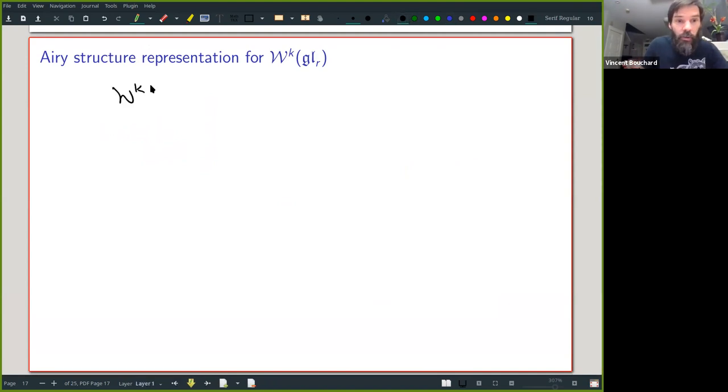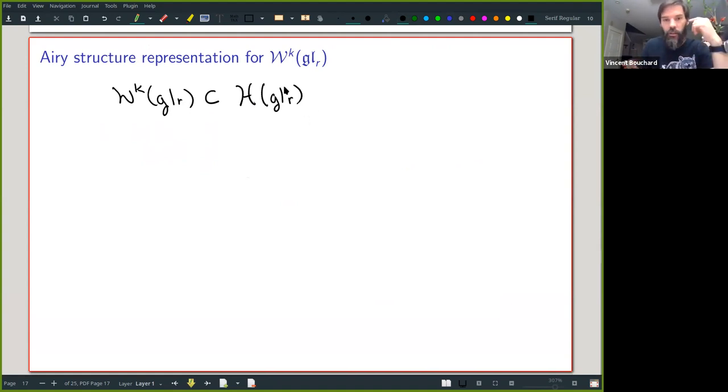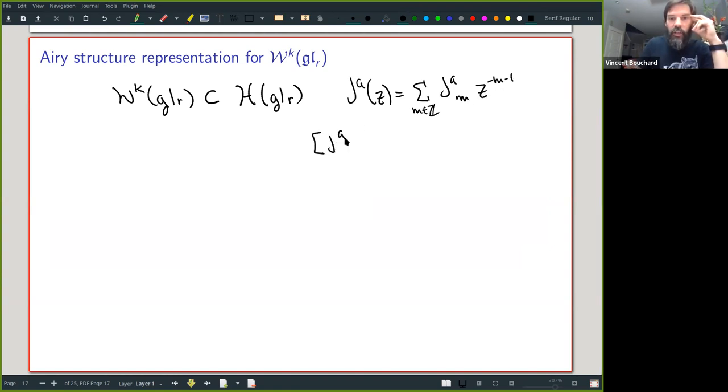If you know about W algebras, you probably know that this is actually a subalgebra of the Heisenberg algebra. And this is key. The Heisenberg algebra here is basically the CFT of the R free bosons. So you have your free bosons, which have, as usual, an expansion in terms of bosonic modes, of this form, and they satisfy the standard commutation relations for the free bosons.